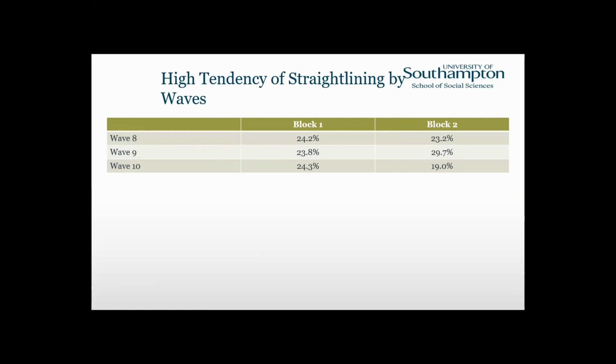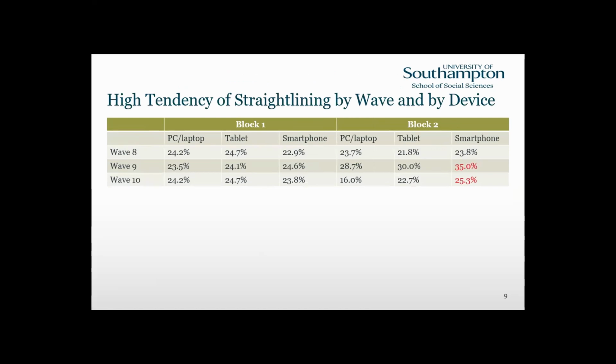And we think that it might be due to the questions. So some of the questions probably respondents find more interesting, and therefore their straight lining behavior is a little bit lower. So if you remember, for wave 10, we used environmental module. Maybe it attracts people more. Yeah, so this is just a speculation, of course.